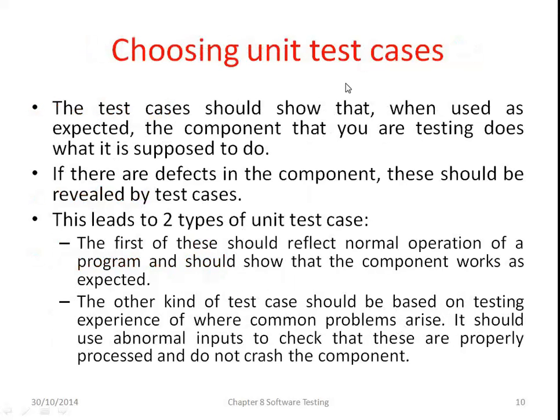Choosing input test cases: test cases should show that, when used as expected, the component that you are testing does what it is supposed to do. If there are defects in the component, these should be revealed by test cases. This leads to two types of unit test case. The first should reflect normal operations of the program and show that the component works as expected. The other kind of test case should be based on testing experience of where common problems arise. It should use abnormal inputs to check that these are properly processed and do not crash the component.